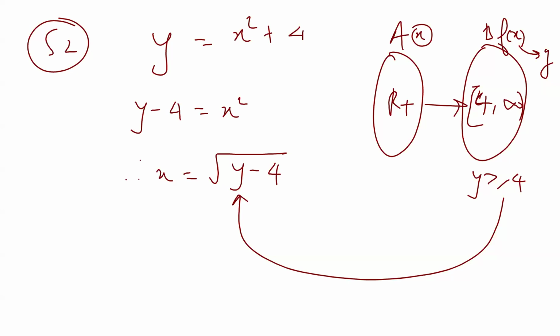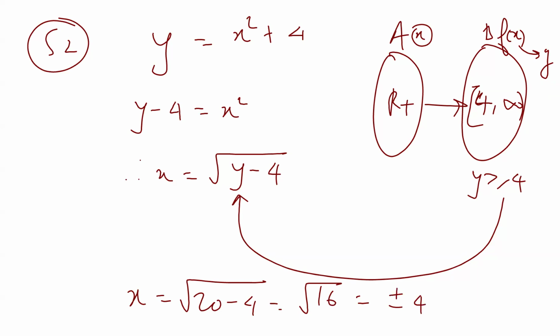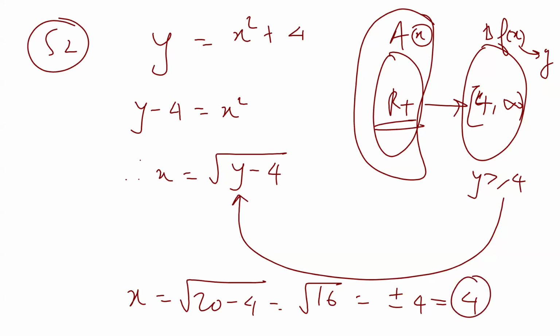Now some people might be confused. For example, if you are taking the value of y as, let's say, 20, 20 minus 4 is equal to 16. So the answer is plus or minus 4. But try and understand, we cannot take minus 4 because this x set has only positive reals. There is no minus 4 present in this particular set. So we have to take only positive 4.